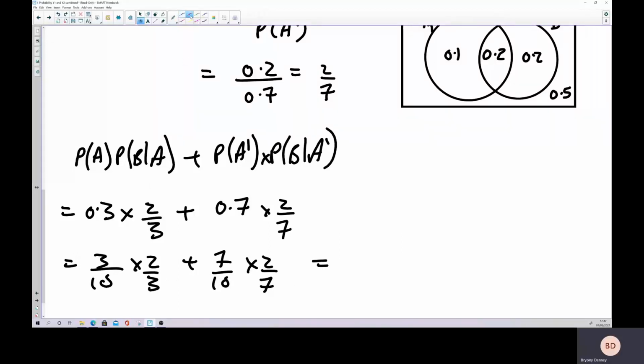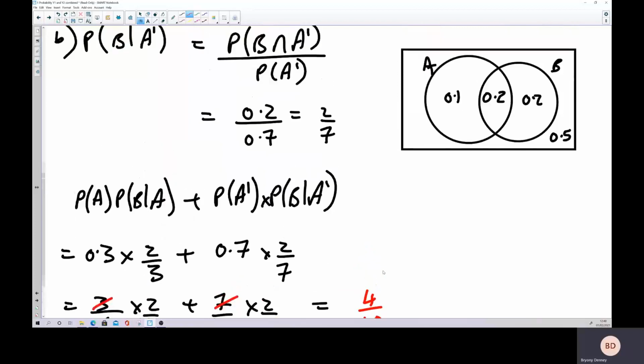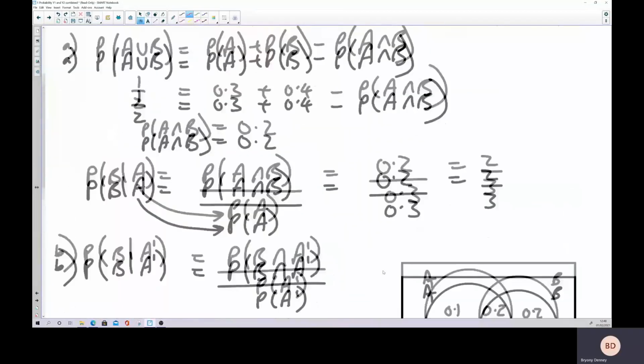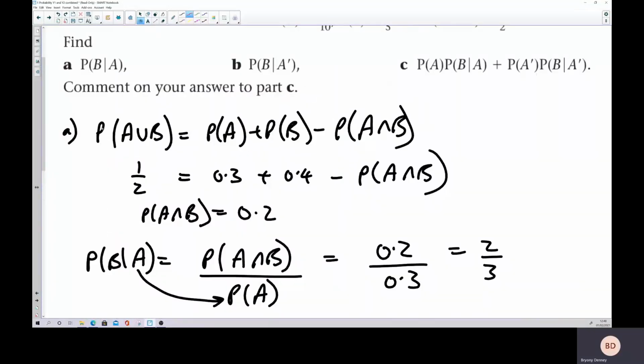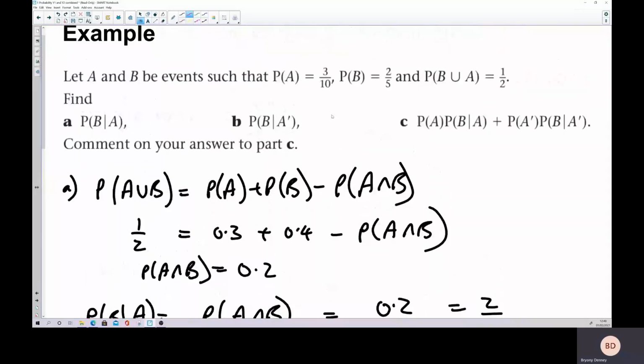Okay, well that's quite nice to simplify and work out. So 2/10 plus 2/10 is 4/10. Okay, and that was the answer to part C. It says comment on your answer to part C. Well, I'm going to let you guys have a little think about that. What would happen in general when we combine these two terms?